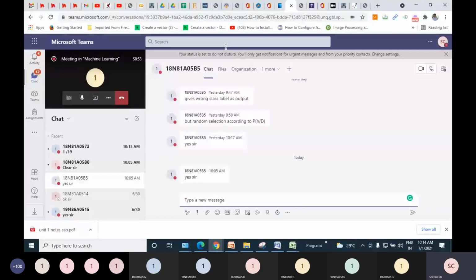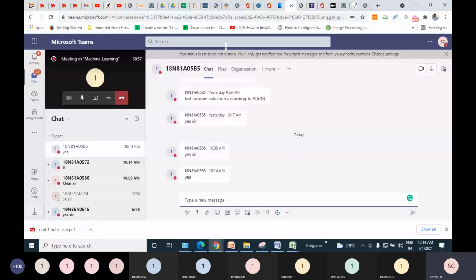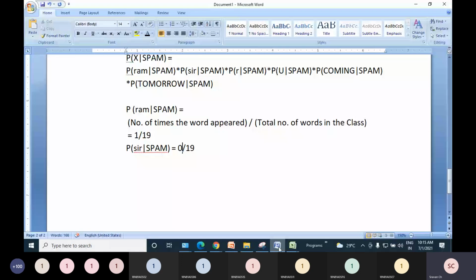So how many times the word Sir appeared? 0 times. Now what do you mean by 0 by 19? What is the answer for 0 by 19? 0 by 19 means 0. What will happen if any one of the probability becomes 0?